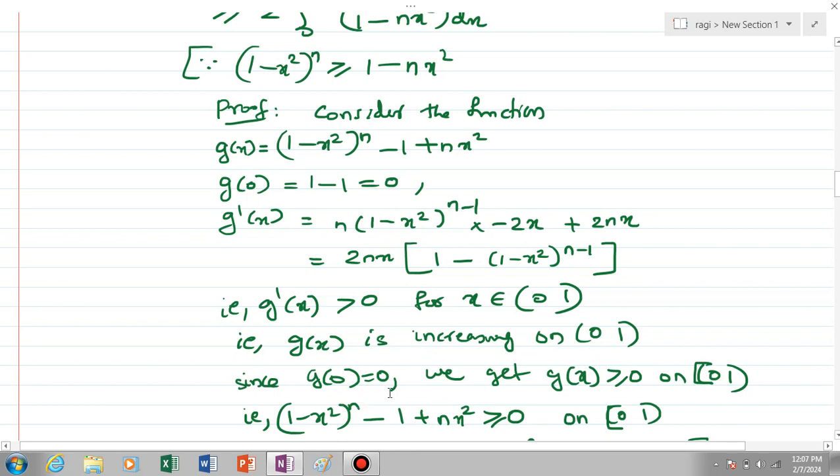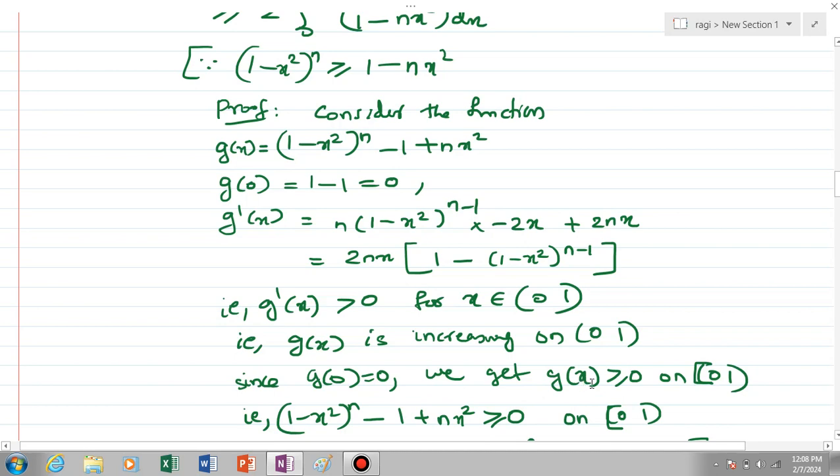Since g of 0 is equal to 0 that we have obtained, we get g of x is greater than or equal to 0 on the open interval (0,1). If we are considering 0 also, there is no change because g of 0 is equal to 0. The function is increasing on the open interval (0,1), and g of 0 is equal to 0. So we have to see that the function ranges over the values greater than 0.